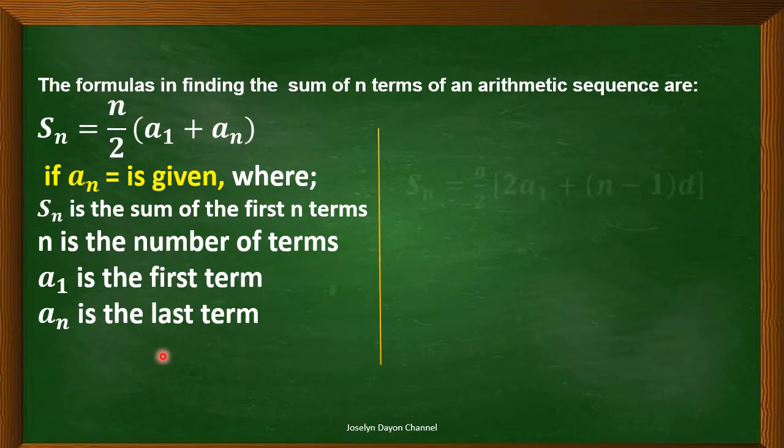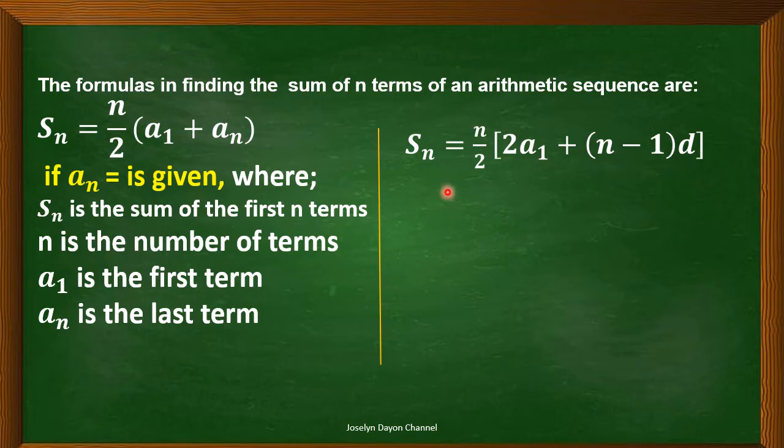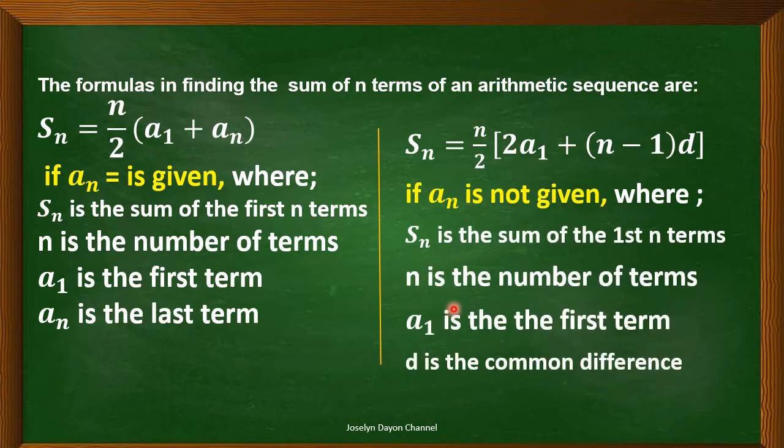The second formula is S sub n equals n over 2 times quantity of 2 times a sub 1 plus quantity of n minus 1 times d. This formula will be used if a sub n, or the last term, is not given, where S sub n is the sum of the first n terms, n is the number of terms, a sub 1 is the first term, d is the common difference.